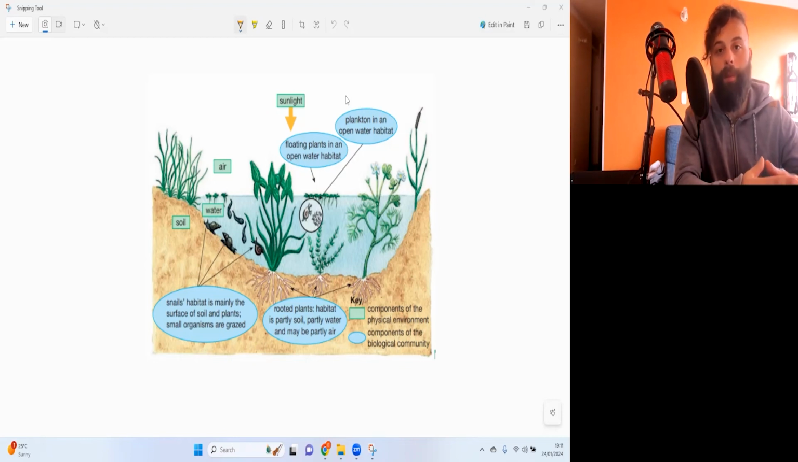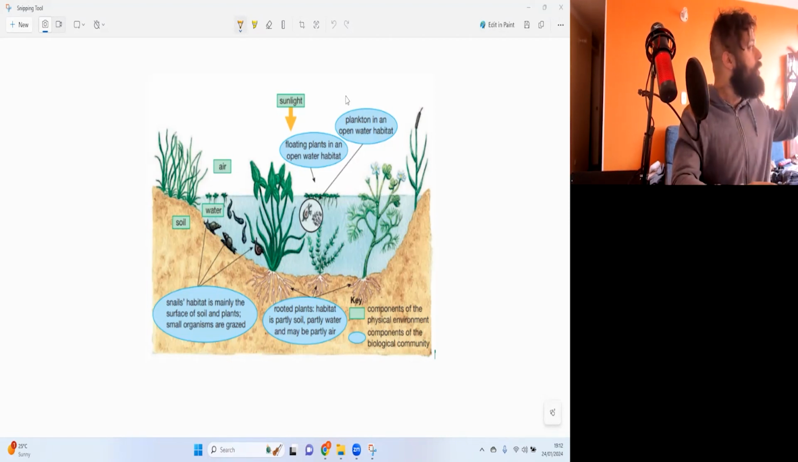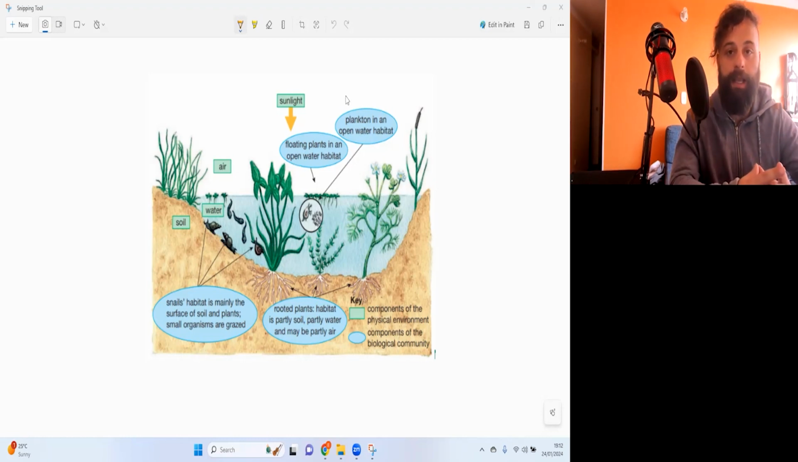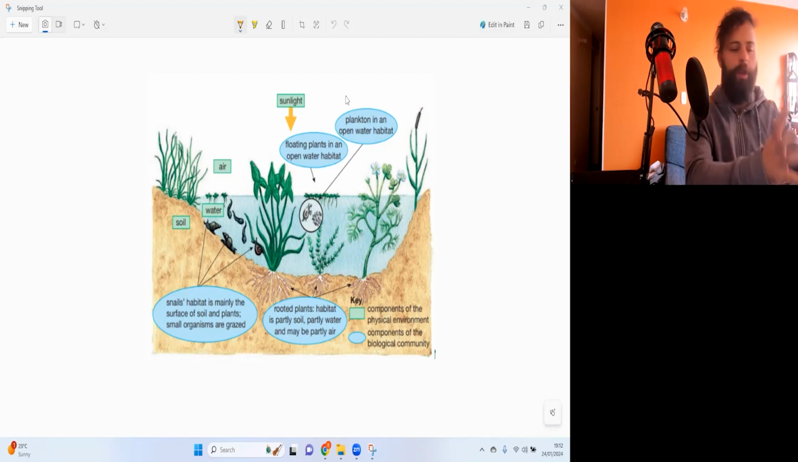So I'm going to talk about what makes up an ecosystem, all the different parts of an ecosystem. One part of the ecosystem is the producers. These are what use the sunlight, photosynthesize, and produce glucose, which supports the whole food web. So all of the food web comes from the producers. The producers start it all off.